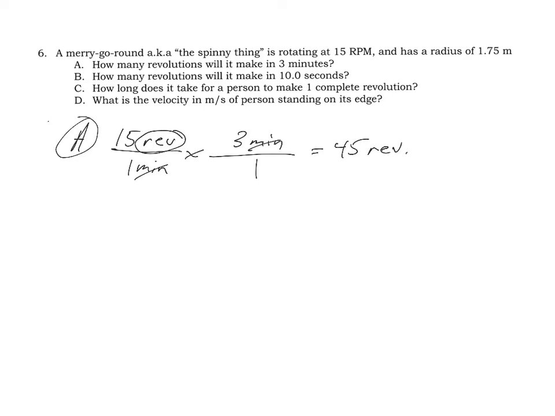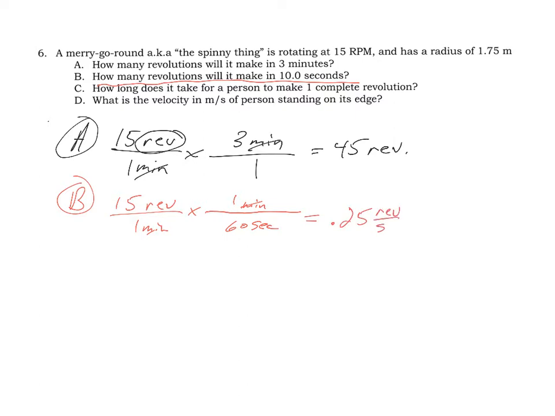And then part B, how many revolutions will it make in 10 seconds? Well, we're going to have to do a little converting here, yes? Let's go 15 revolutions in 1 minute. And I know 1 minute has 60 seconds. So let's get rid of this and get revolutions per second. So 15 divided by 60. I can't believe I had to put that in my calculator. 0.25 revolutions per 1 second, right?